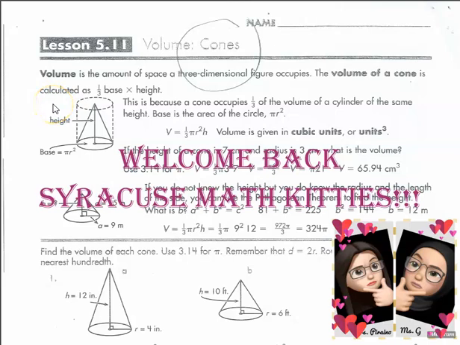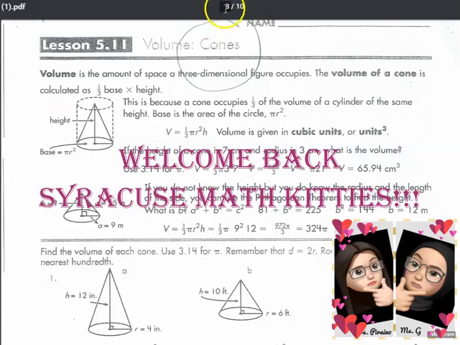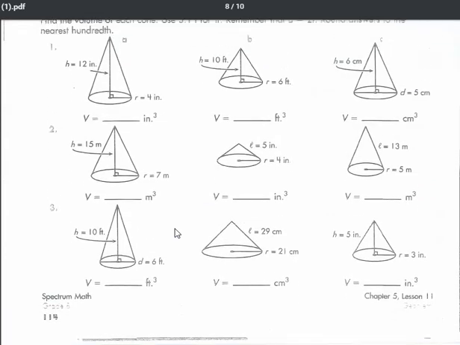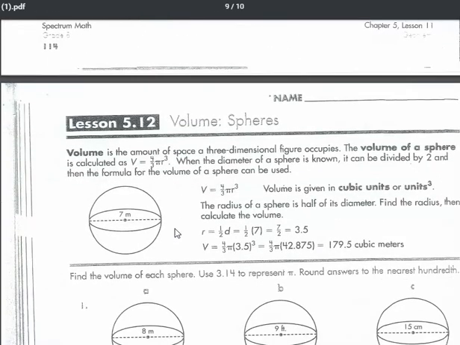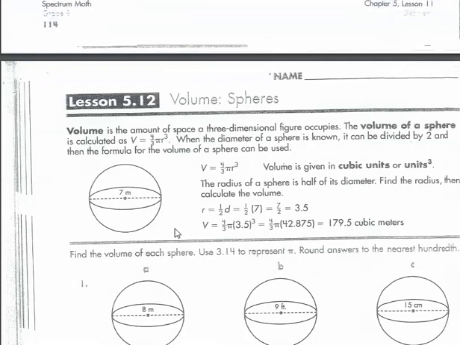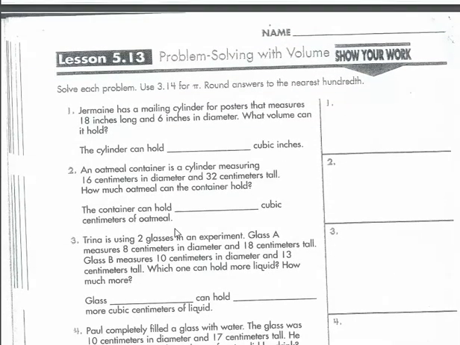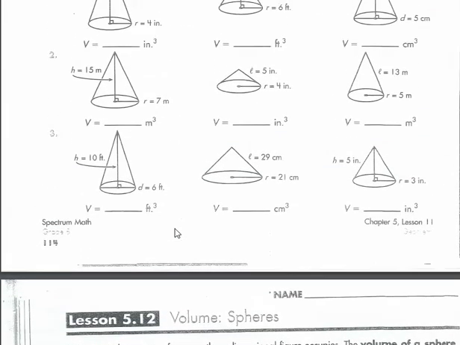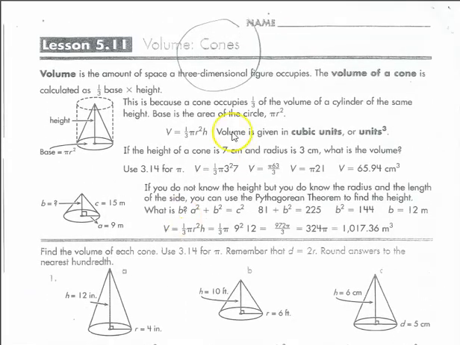In today's video, we are going to do page number 8 in your Spectrum Math Packet, lesson 5.11, volume of cones. As usual, let's read through and study the sample problem, which will help us solve all of these down here. After this we'll do a video on volume of spheres, and then we have some problem solving work with volume. So essentially two more videos after this one. So let's read and try to understand this sample problem.